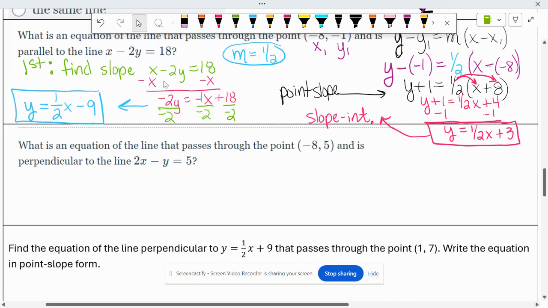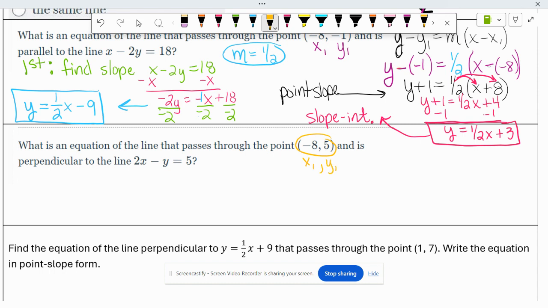Okay, let's look at our next one. So we have to write an equation for a line that passes through this point. I'm going to go ahead and label my points x1 and y1, the coordinates of my ordered pair. And it's perpendicular to this line. So Brian, I have to find the slope of this line first. How am I going to do that?